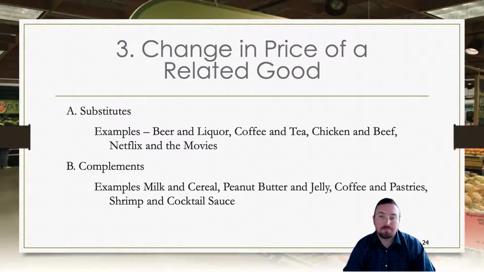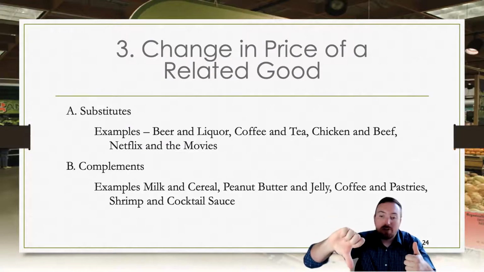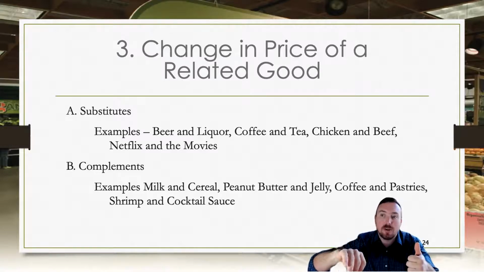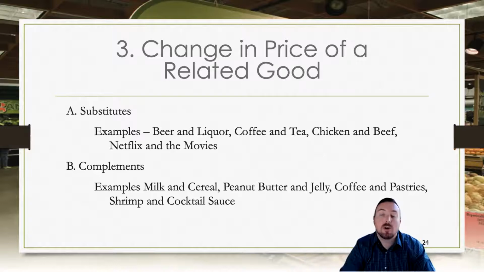Complements are a little bit different. Let's use peanut butter and jelly. The price of peanut butter goes up. What's going to happen to our demand for jelly? Well, if peanut butter goes up, typically we use peanut butter to make peanut butter and jelly sandwiches. We're going to make fewer sandwiches because peanut butter is higher, so our demand for jelly is going to go down. Again, when the price of a complement good goes up, demand for our other good is going to go down.